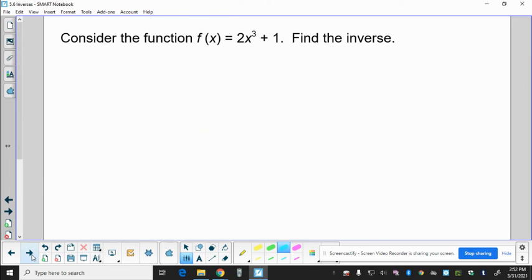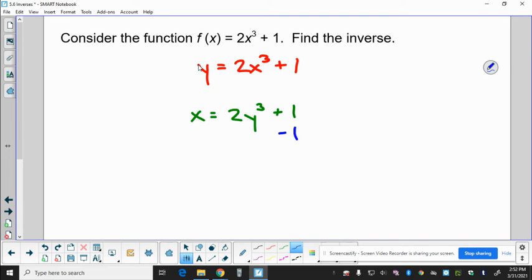All right, let's go on to this next one. This is a cubic. Can we find the inverse of this? I think we're prepared with what we've been doing recently to be able to get that done. So step number 1, let's take this out of function notation. Step number 2, exchange your variables. And step number 3, solve for y. Let's see what happens here.